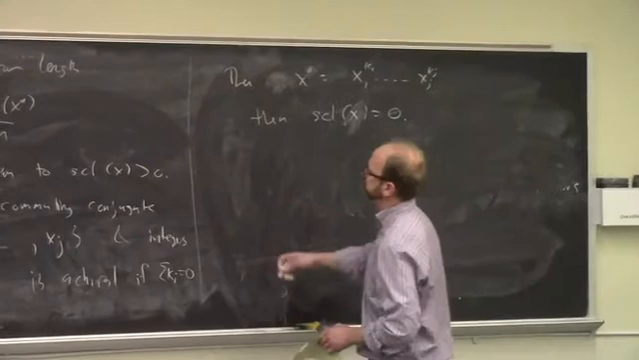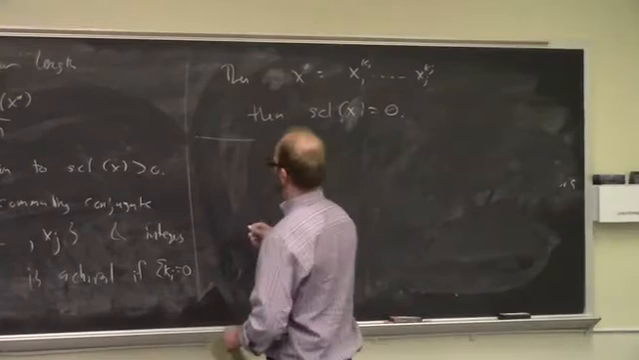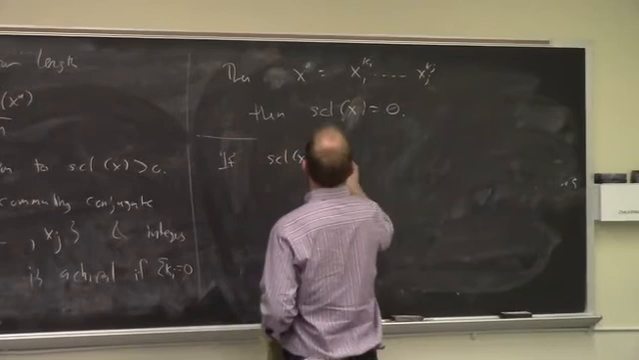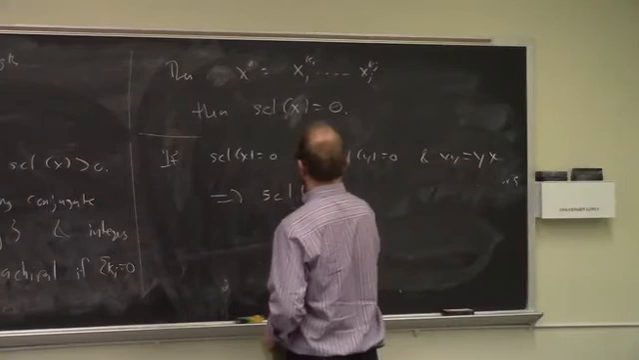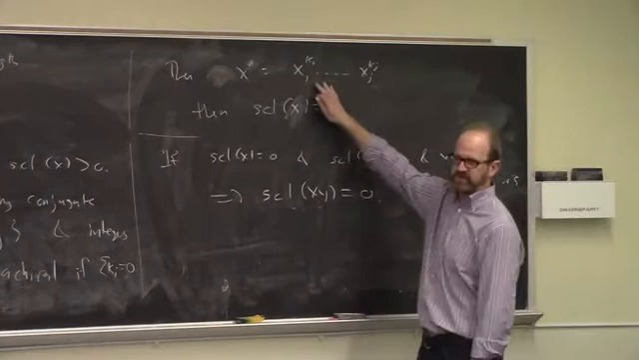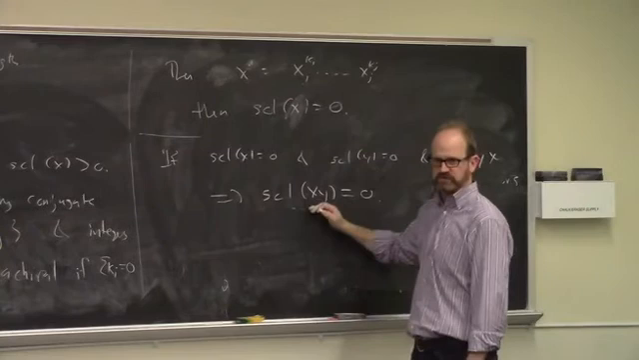Okay, what's the second algebraic obstruction? So the second one is: if the stable commutator length of x equals 0, and the stable commutator length of y equals 0, and x and y commute, then the stable commutator length of xy is also 0. So you can take things like this, and then you can take two things like this that commute with each other, and you can take the product, and you get something else whose stable commutator length is zero.